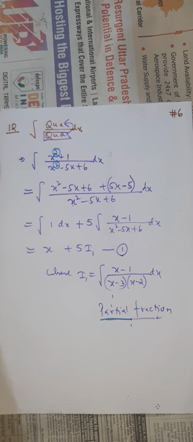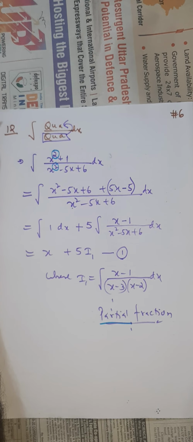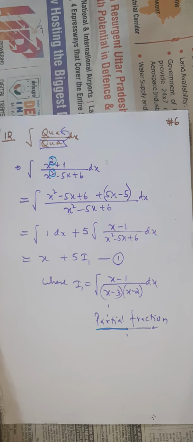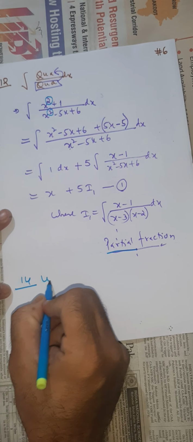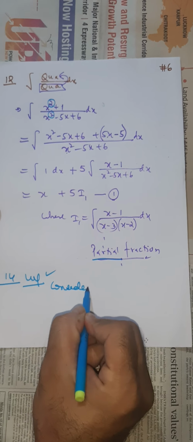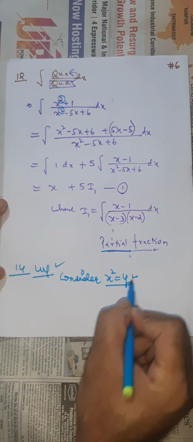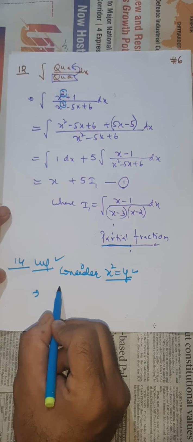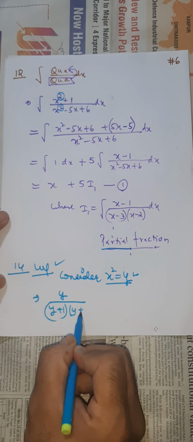Okay. Next, I'll go to example number 13, which is about the partial fraction method with repeated factor. So you can do it. Example number 14, it's very important. I have already mentioned it earlier. You just consider x square equals to y. Everywhere you see x square, x square, x square. I have already mentioned this when I did the exercise question. So your function will be y upon y plus 1 into y plus 4.